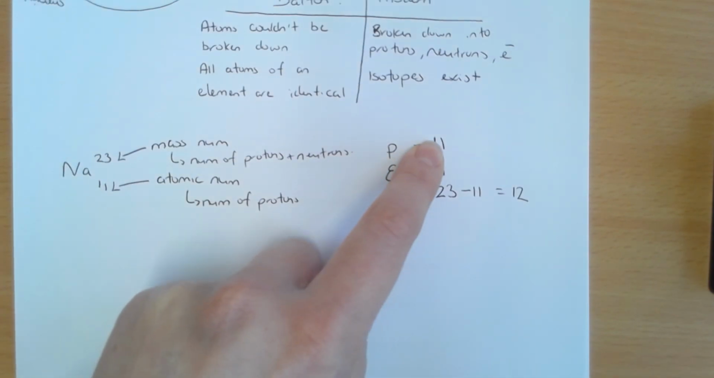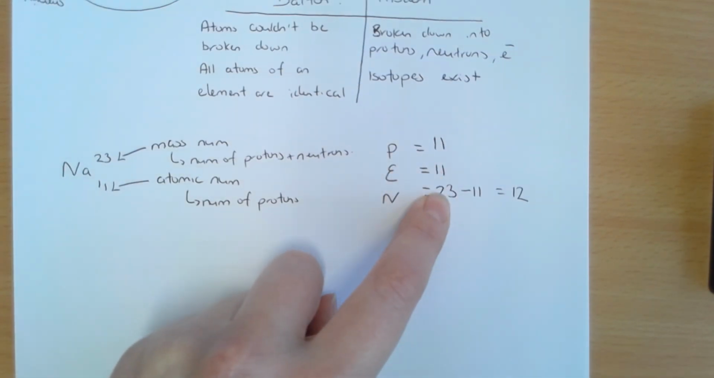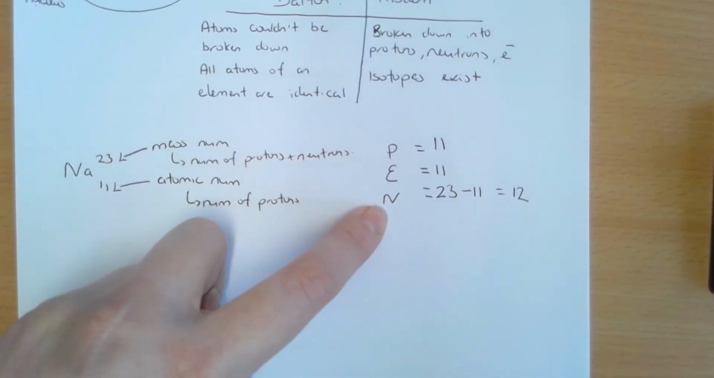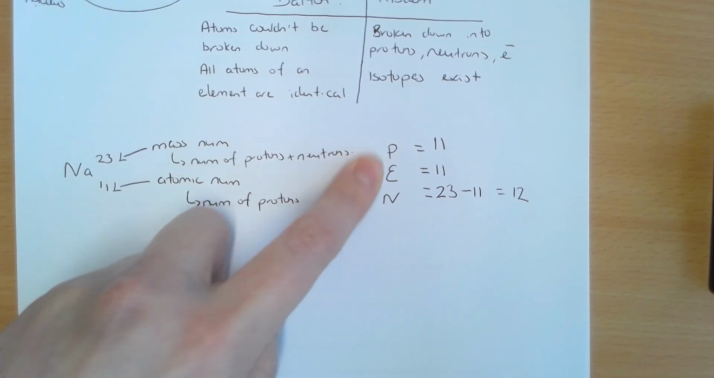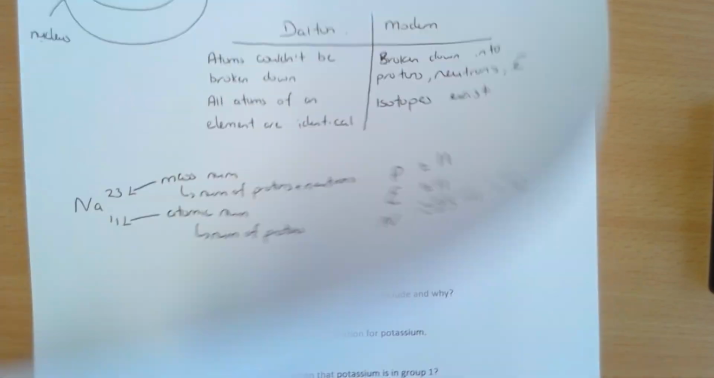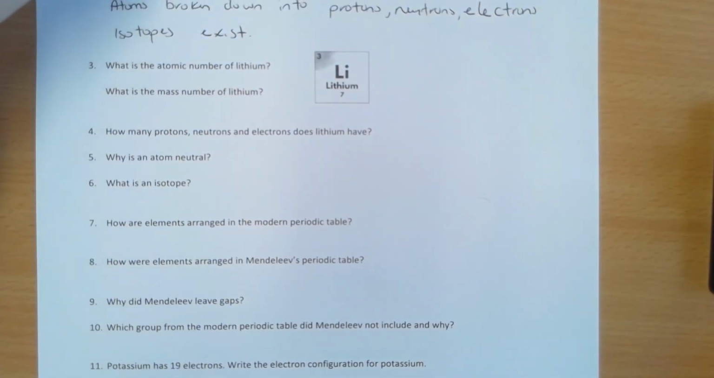So it's always small number, big number minus small number, if you write it out as P, E, and N. So just make sure you've got it in the same order as I do if you're going to do small, small, big minus small. Right, have a go at numbers 3 and 4.